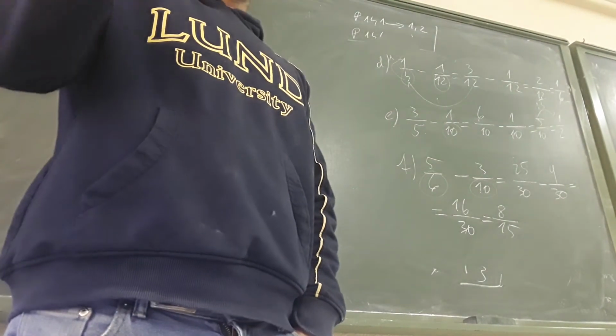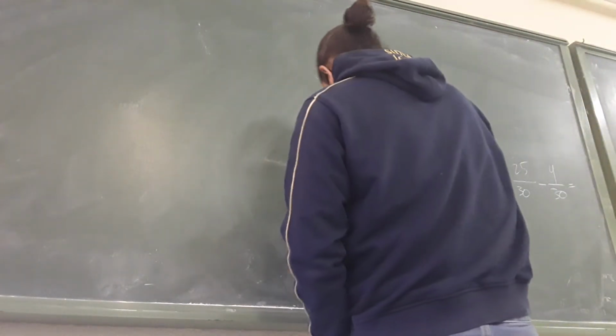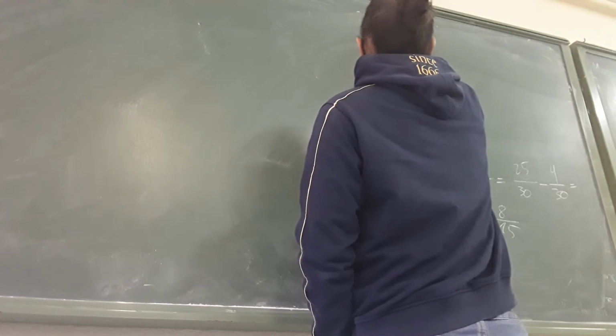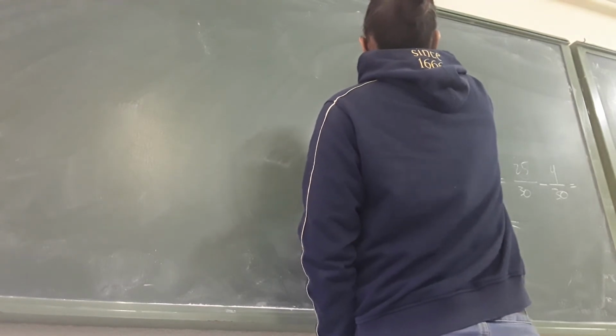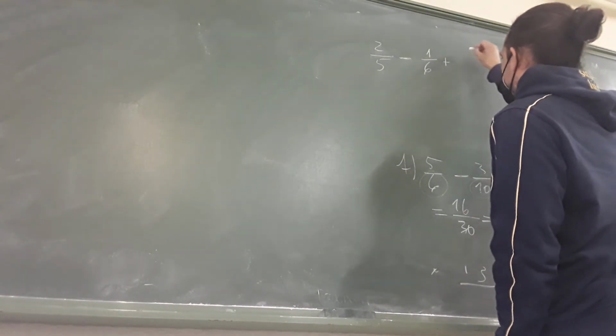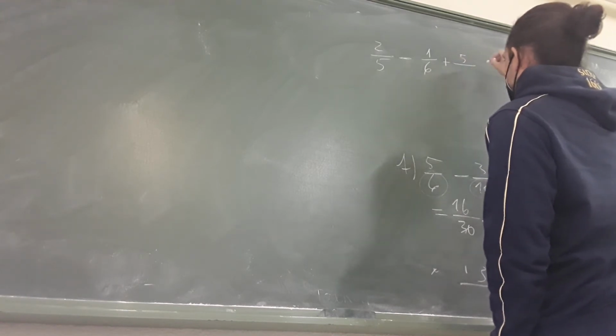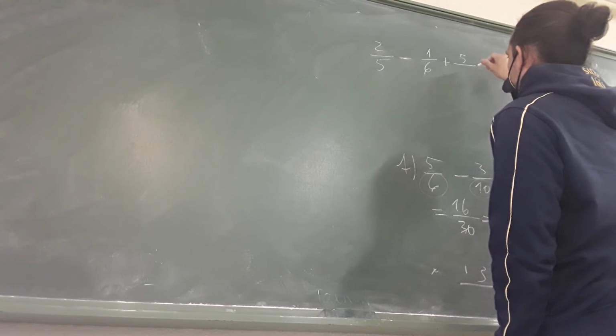Seguimos con sumas y restas, ¿eh? Una cosita para que podamos hacer un par de ejercicios más. A couple of details, let me solve 2 examples. What happens when we've got more than 2 fractions? Let's say 2 fifths minus 1 sixth plus 5 quarters. This one, what about this one?